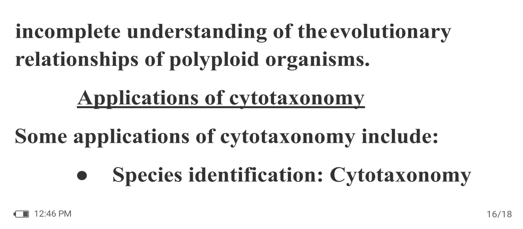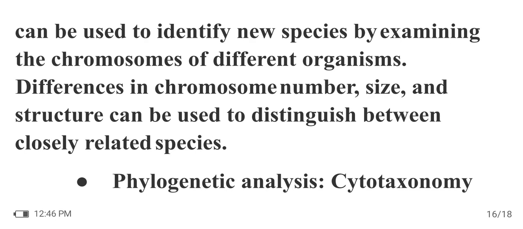organisms. Applications of cytotaxonomy. Some applications of cytotaxonomy include species identification. Cytotaxonomy can be used to identify new species by examining the chromosomes of different organisms. Differences in chromosome number, size, and structure can be used to distinguish between closely related species.